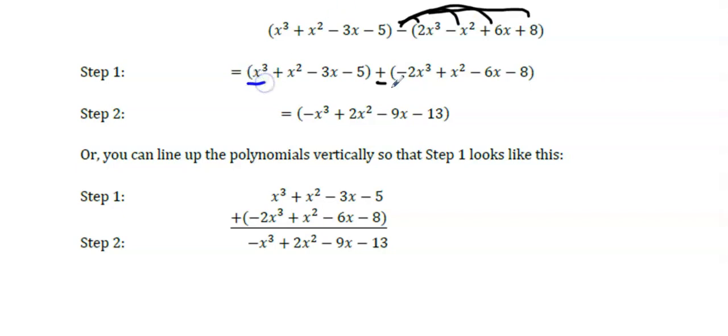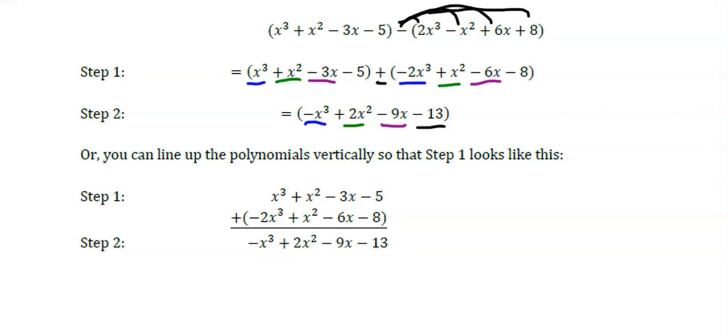They have x to the third plus negative 2x to the third, which gave them minus x to the third. They had a positive x squared plus x squared, giving them 2x squared. Negative 3x plus negative 6x makes a negative 9x, and then negative 5 plus negative 8 is negative 13. Or you can line them up vertically, like they did here. Again, they still changed it to plus and have all of the signs opposite that they were originally. And then they just add down.